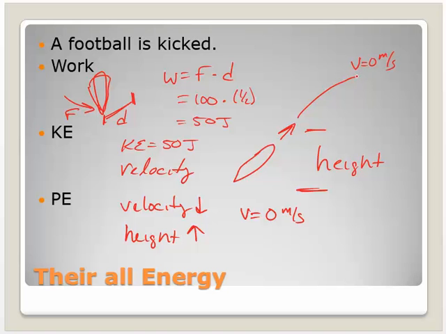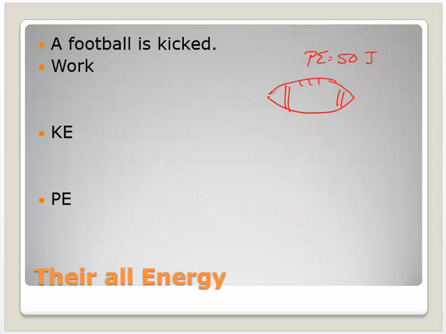What's it going to do at that point? Well, what I do know is at that point it has no more kinetic energy. If velocity is 0, the kinetic energy goes to 0. So now we can say that the potential energy is 50 joules. Okay, this football's got 50 joules up here because it's got some height.